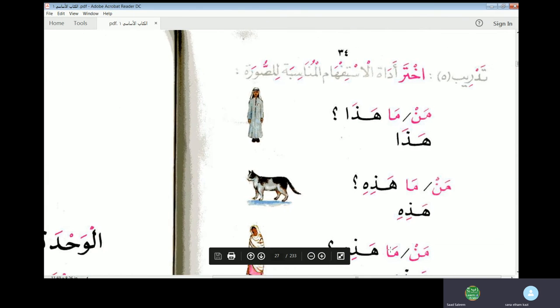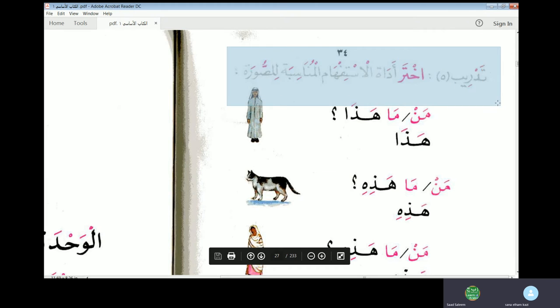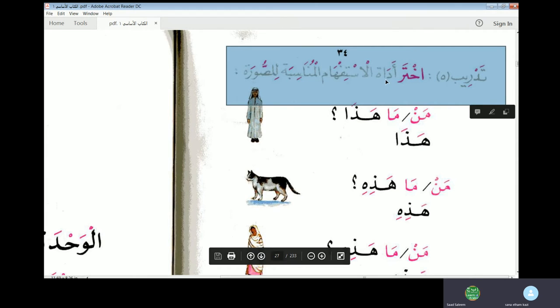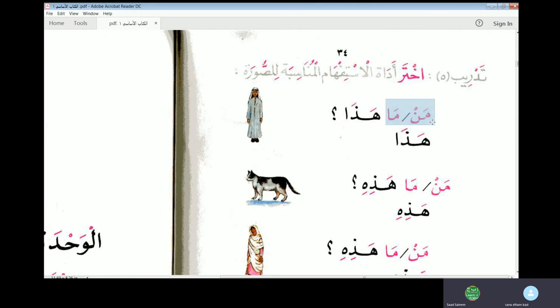Al-wahdat. Tadrib al-khamis. Ikhtar adat al-istifham al-munasiba lil-sura. Man and ma are known as adawat al-istifham. Ikhtar means choose. Choose the appropriate interrogative particle for the picture.